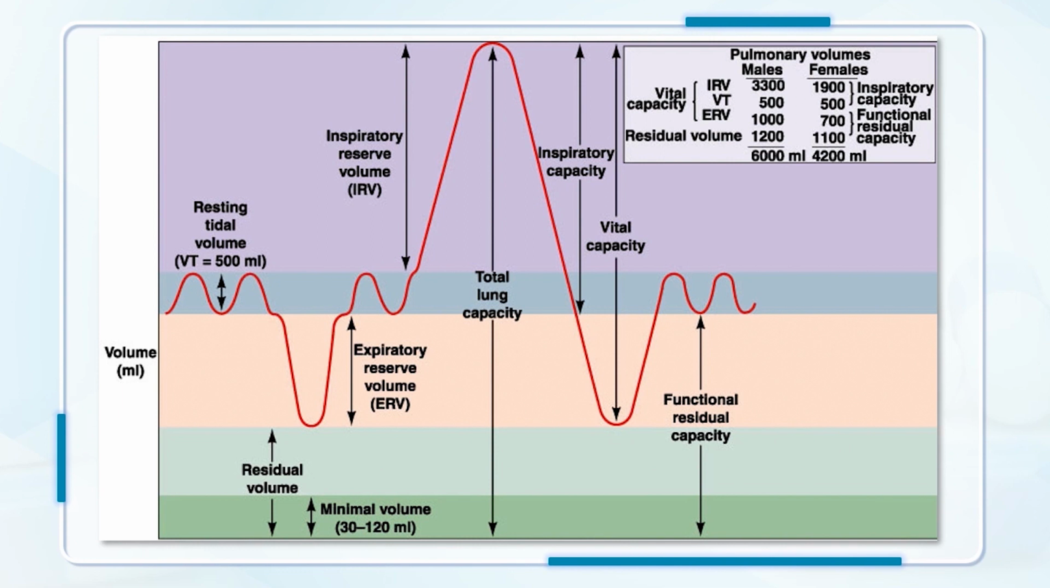Inspiratory capacity is equal to tidal volume plus inspiratory reserve volume. Functional residual capacity is equal to expiratory reserve volume plus the residual volume. Vital capacity is the sum of the inspiratory reserve volume, tidal volume, and expiratory reserve volume. Total lung capacity is the sum of inspiratory and expiratory reserve volume, plus the tidal volume and residual volume.